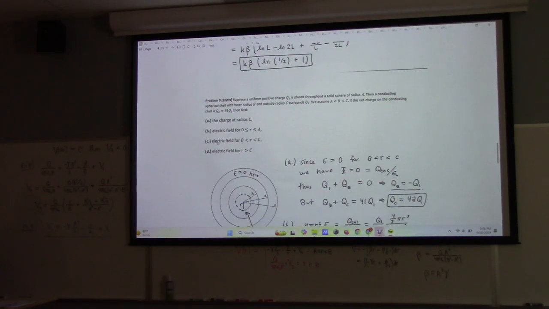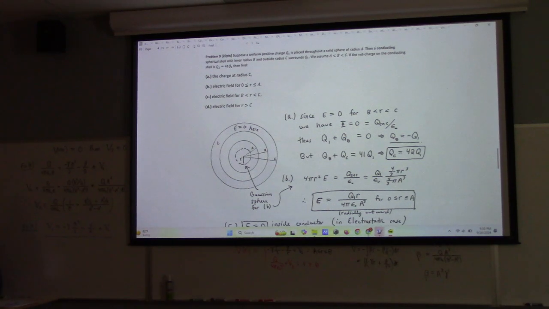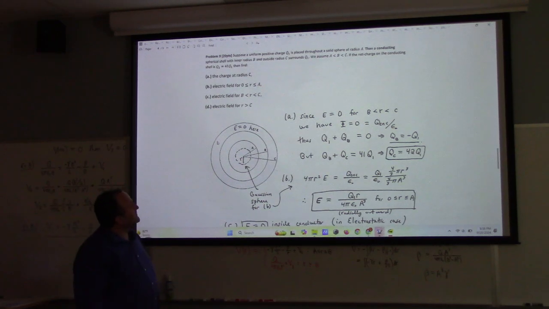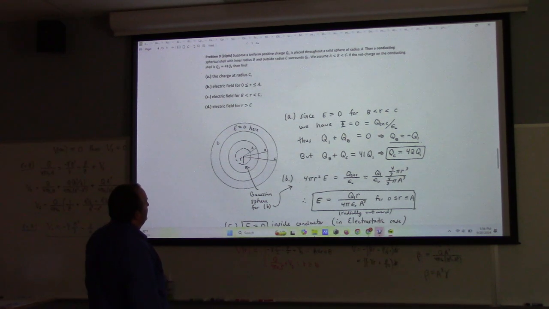Okay, so next up, this one is another question about a conductor. I put a uniform positive charge on the middle, the inner solid sphere of radius A, and then I had a conducting spherical shell outside it with A less than B less than C. If the net charge on the conducting shell is 41 Q1, then find the charge at radius C.